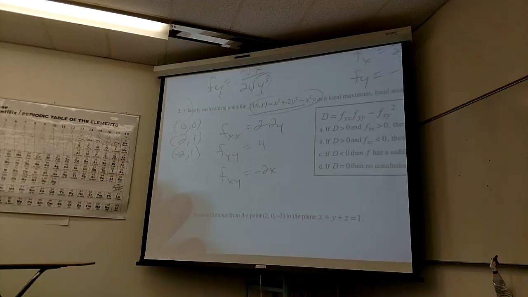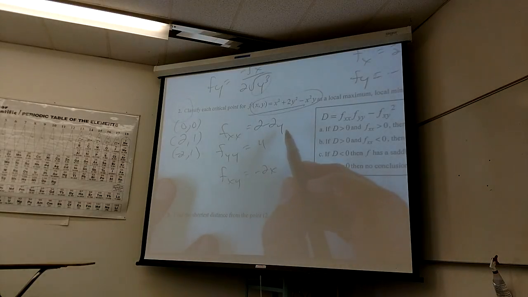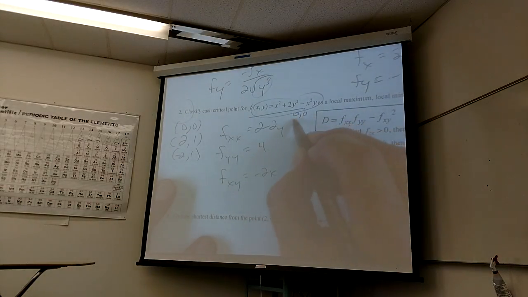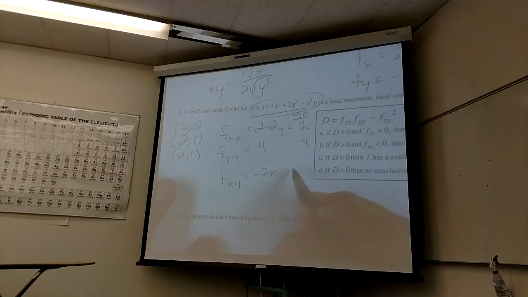So now just for each one, for (0, 0) for example, fxx would be 2. This is always 4, and this would be 0. So then you just do 2 times 4 is 8 minus 0. You guys see what's happening? So for the point (0, 0), that's one of my critical points.